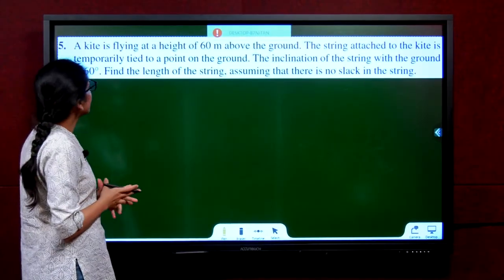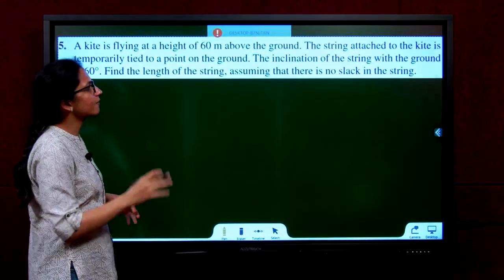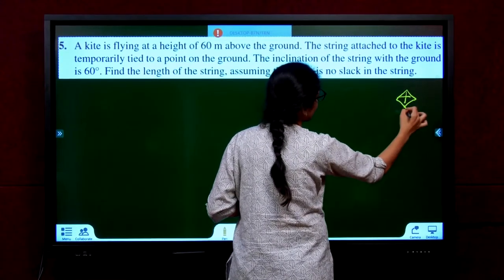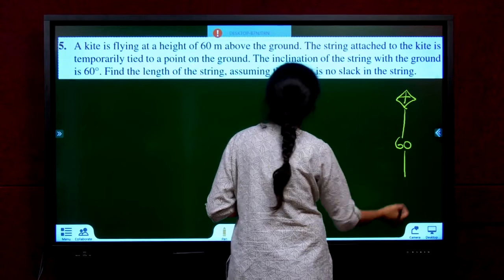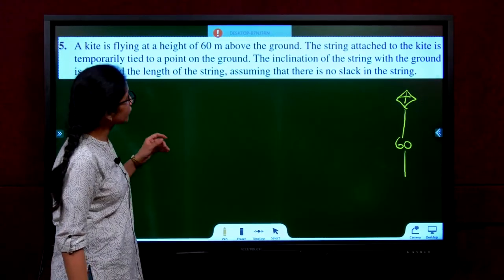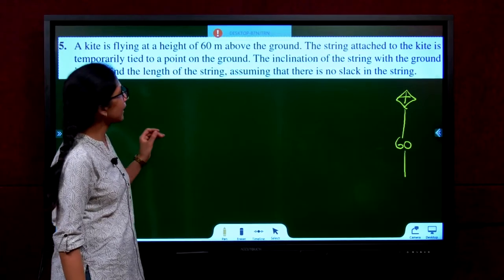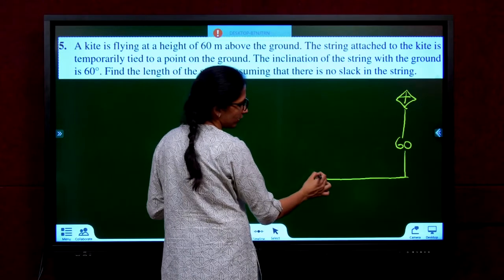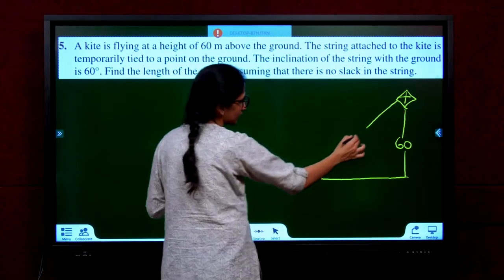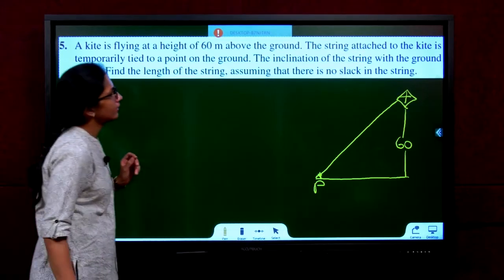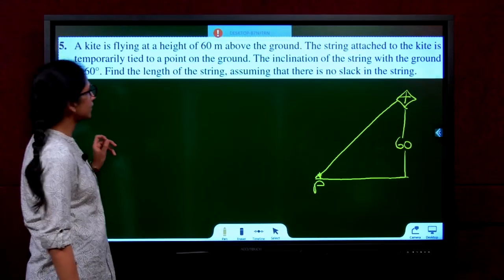Question 5. A kite is flying at a height of 60 meters above ground. So we have a kite here. It is flying at a height of 60 meters above ground. The string is attached to the kite. The string attached to the kite is temporarily tied to a point on the ground. So the string is tied to a point on the ground. So let's say this is the string. And let's say this is the point where it's tied. The inclination of the string with the ground is 60 degree.